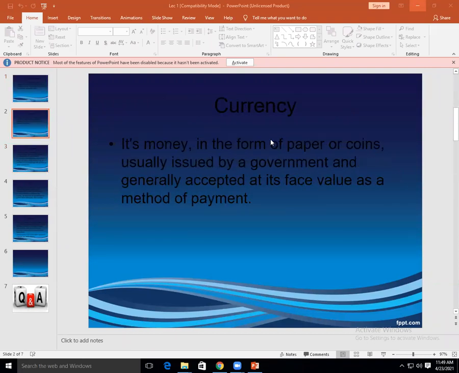Moving forward, we have currency. What it is actually, it is money in the form of paper or coins, usually issued by the government and generally accepted at its face value as a method of payment. The currency might be in the form of paper. We have digital currency right now. It might be in the form of coins. Regarding the regulatory body, in each and every country it is the government that is responsible to regulate the currency. Just like in Pakistan, we have the State Bank of Pakistan. It regulates the currency in the market.